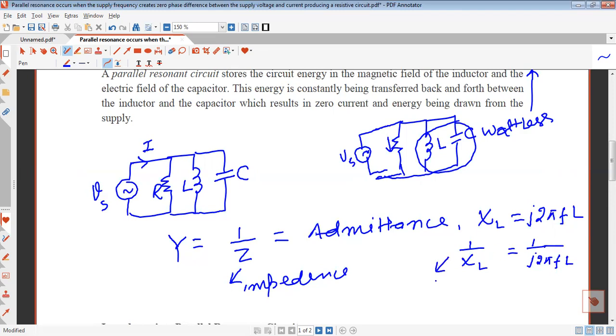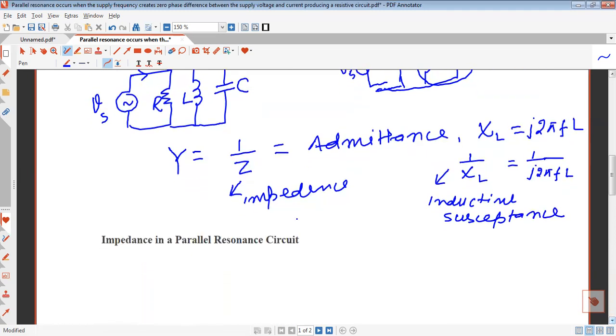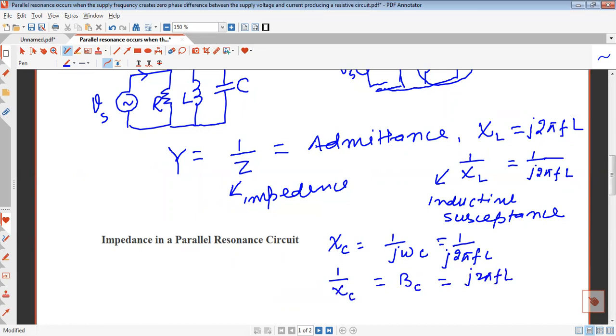This is called inductive susceptance. In a similar way, we define XC, already written as 1 by J omega C, equal to 1 by 2 pi f into C. If we invert it, 1 by XC, its short form is BC, and it will be equal to J 2 pi f into C. This is called capacitive susceptance.